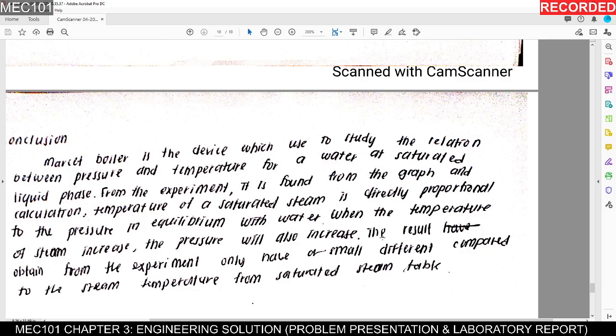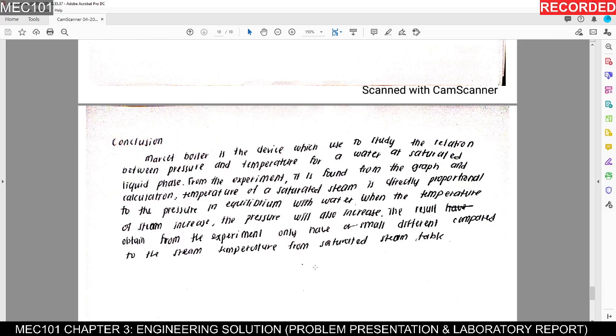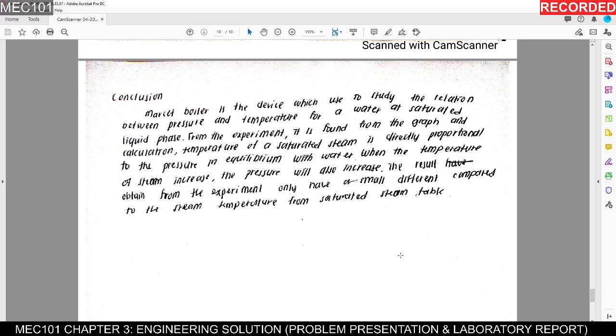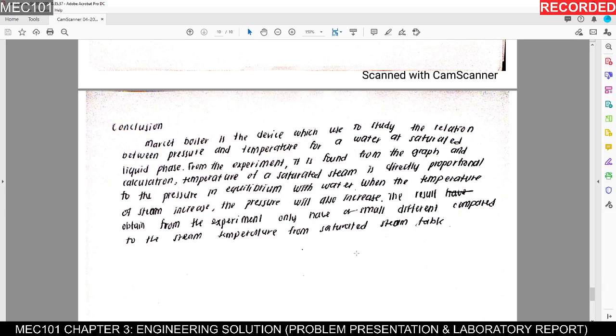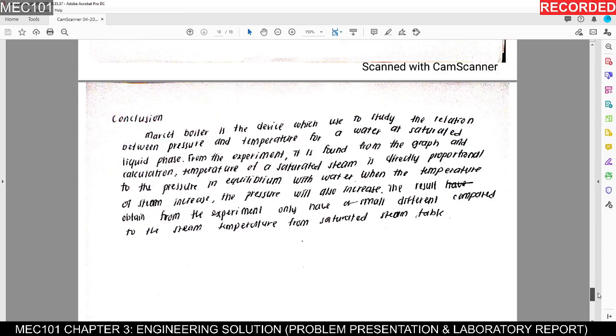Okay, the results obtained from the experiment only have a small difference compared to the steam temperature. Grammatical error, but I understand what they are trying to tell, that they have a small percentage of errors. So they try to tell that they have achieved the objective and also had a successful experiment. Okay, so that's an example of a laboratory report.